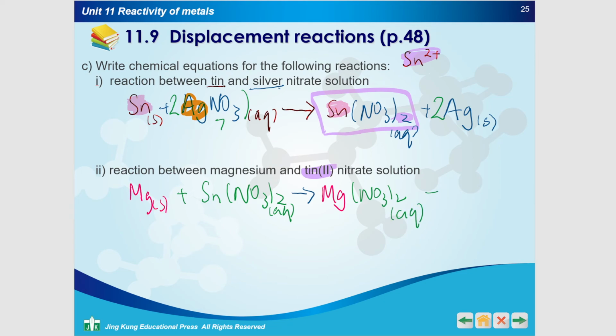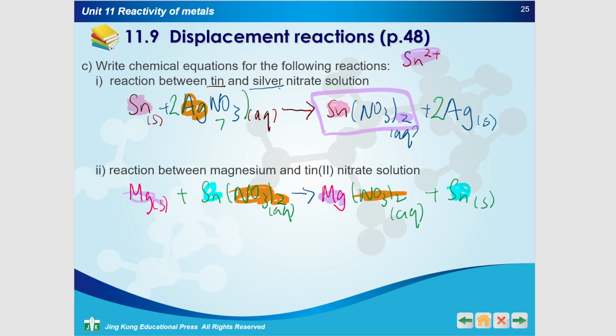Don't forget that. Then you will check if all the atoms are balanced here. There's 1 magnesium, balanced, 1 magnesium, balanced. How about the tin? On the left-hand side, there's 1 tin. Right-hand side, there's 1, balanced. Then finally, look at your nitrate ion. There's 2 of them on the left-hand side, and there's 2 on the right-hand side. So that's also balanced. Okay, so this is how you do displacement reactions.